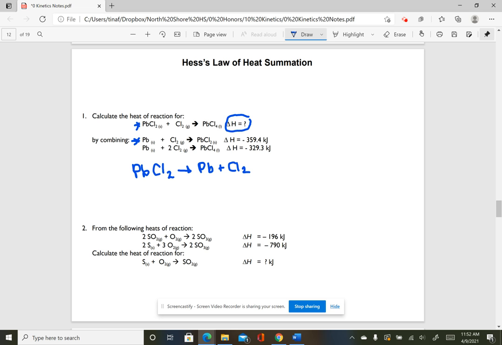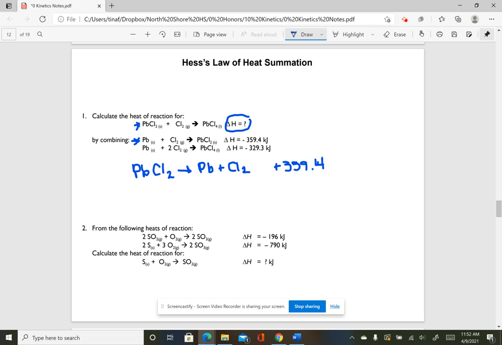Now, if you take a reaction and you reverse it, then you have to do something to the delta H. You have to reverse the sign of it. So going forward, this reaction was exothermic. It had a negative delta H. Now that I've reversed it, I want to make my delta H positive. Okay, so there I go.